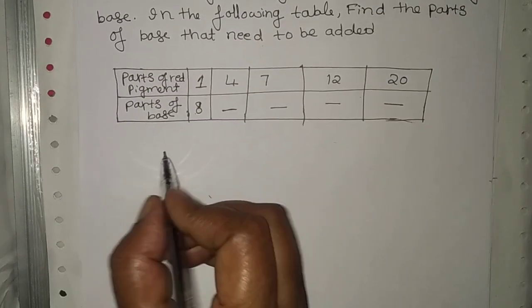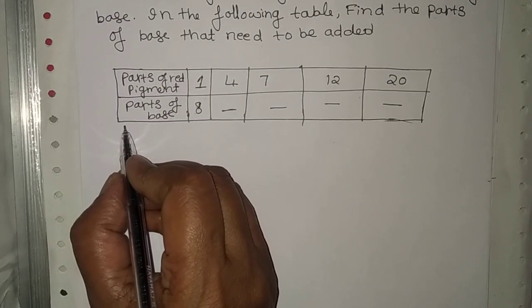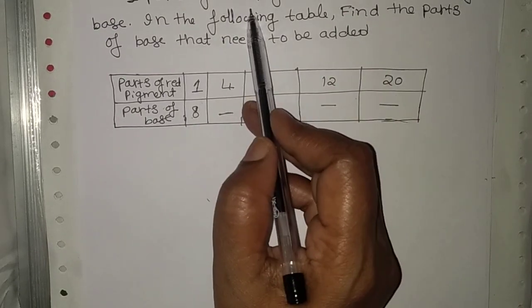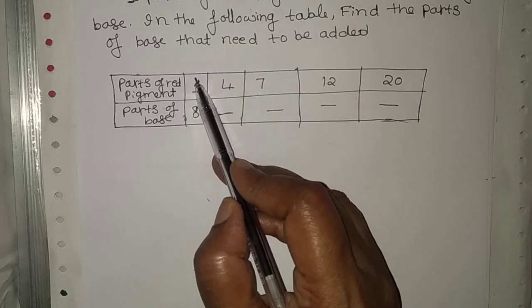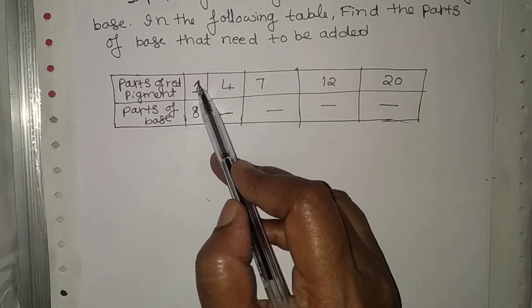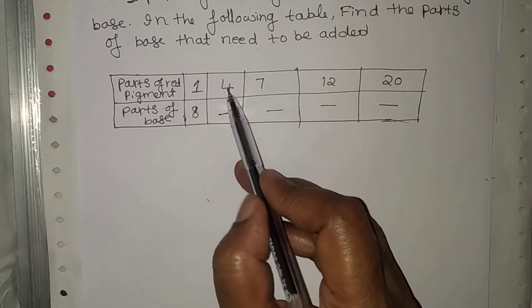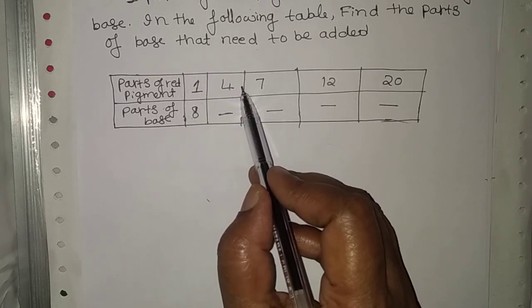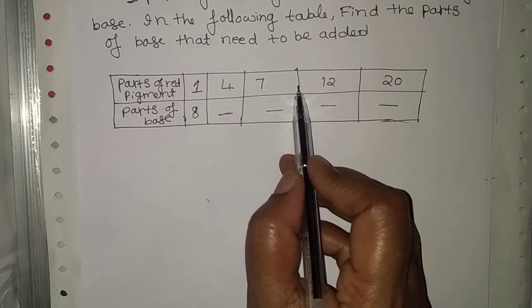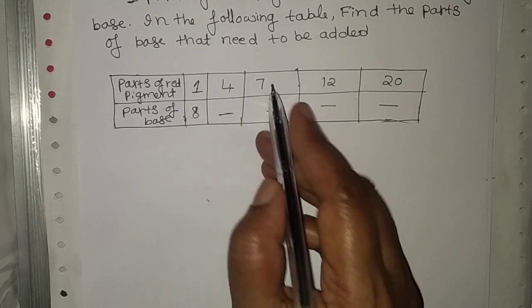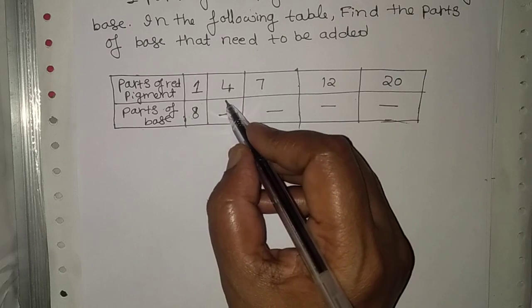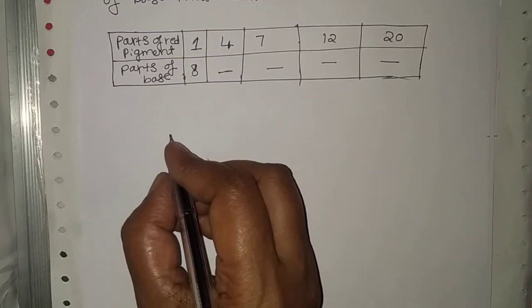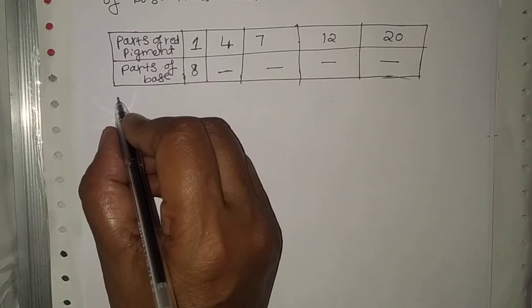For this, how to solve? A paint is formed by mixing the red pigment and the base. Red pigment 1 means base is 8. Like this we have to calculate for the others. They have given in the table 4 values for which red pigment is given. To form the paint, we have to calculate how much base we have to mix. So for this we will take the first part.